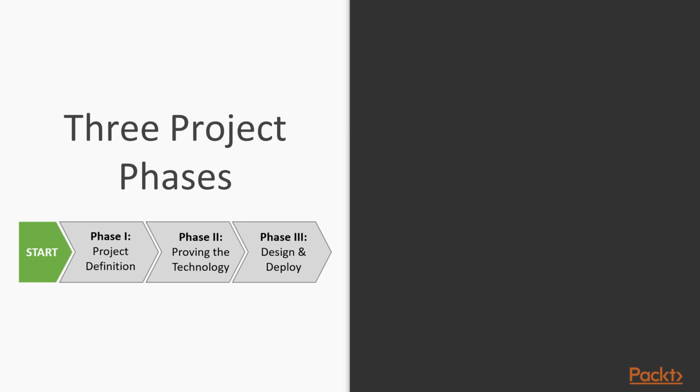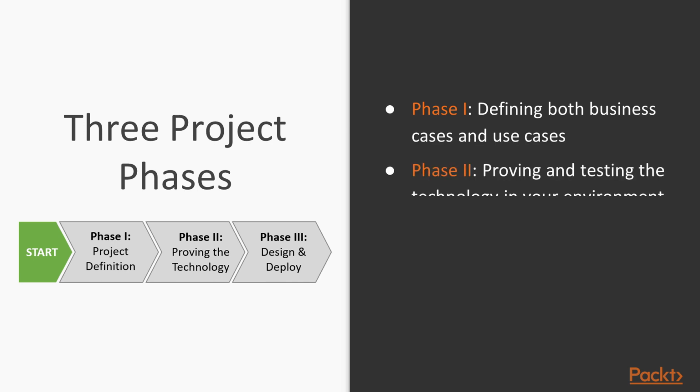To understand the project process, we're going to break it down into three key phases. So let's have a look at those phases in a little bit more detail. The first phase is project definition. In this phase we're going to look at the business elements of the project, identifying both business and use cases. We'll also conduct an assessment to understand the current environment from a user's perspective and an infrastructure overview. The second phase is all about proving the chosen technology and that it delivers against all of your requirements. It gives you the opportunity to test the solution in your own environment.